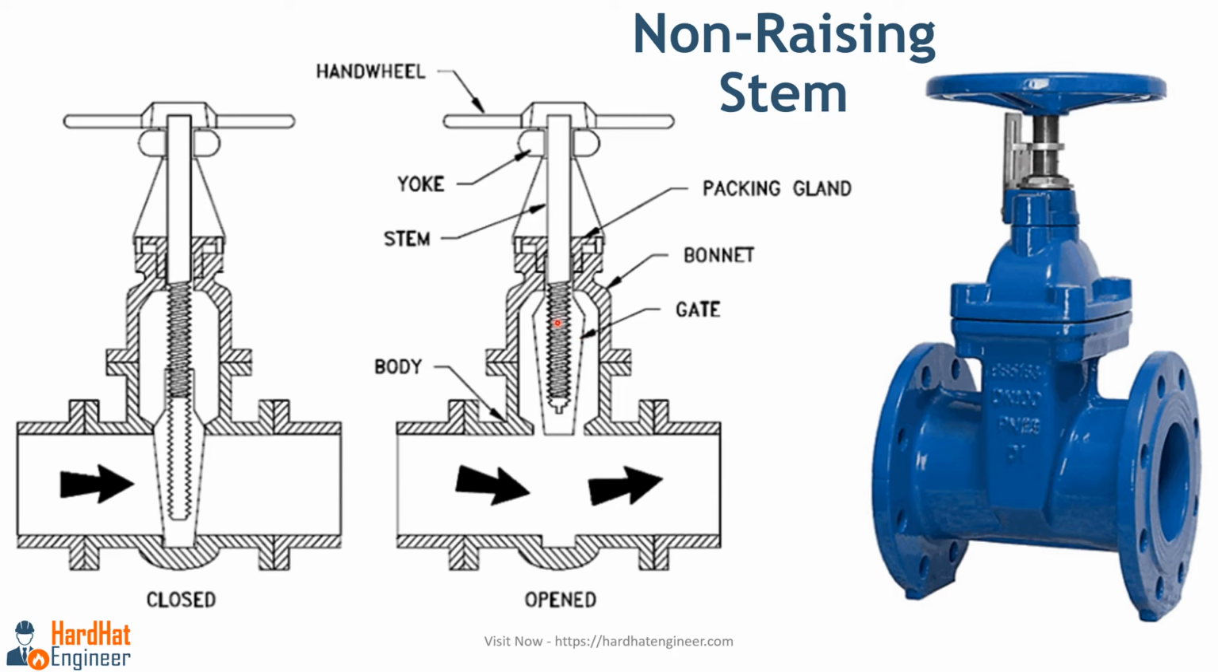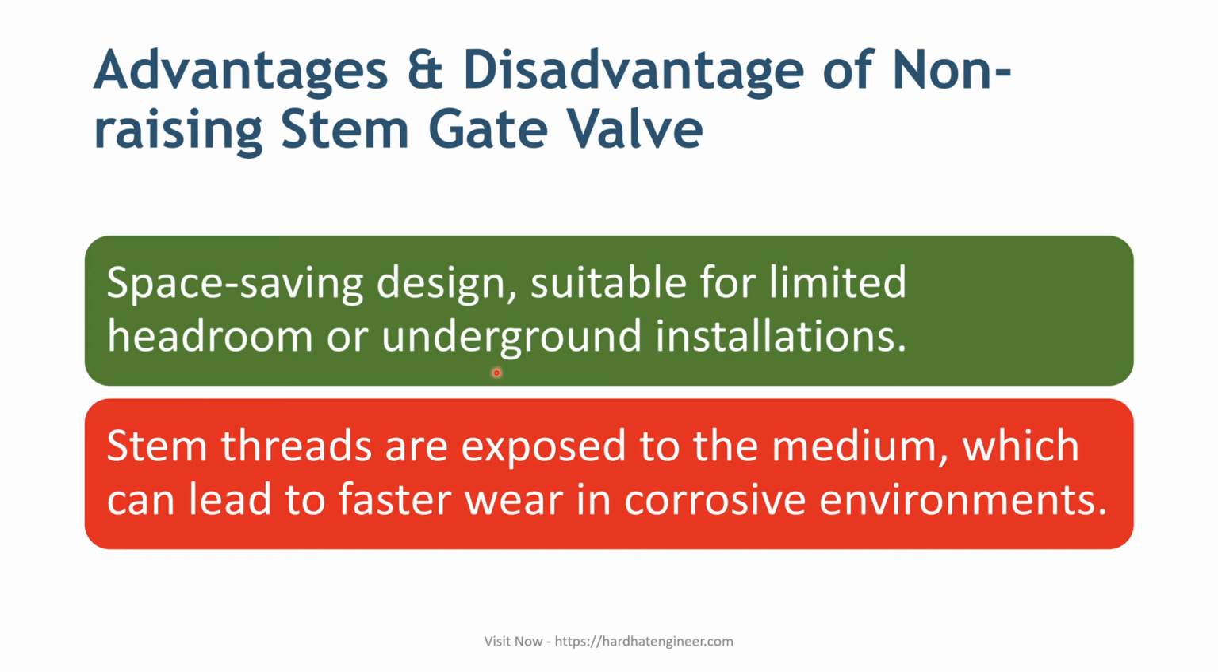However, because the stem threads are exposed to the fluid medium, this type of valve is more susceptible to corrosion and wear, especially if the medium is erosive or contains particulates. An advantage of the non-rising stem gate valve is that it is a space-saving design suitable for limited headroom or underground installations. The disadvantage of this valve is that the stem threads are exposed to the medium, which can lead to faster wear in corrosive environments.